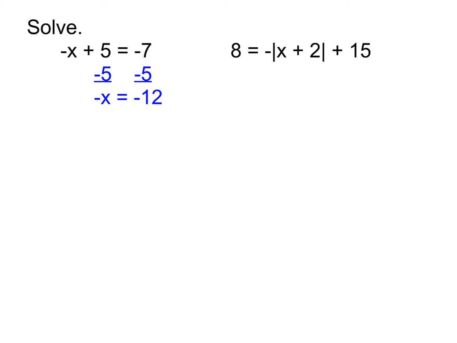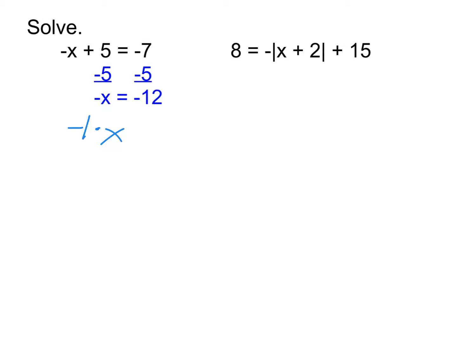In order to do that, I subtract 5 from both sides because I'm undoing the addition, and the opposite of addition is subtraction. And then that leaves me with negative x equals negative 12. Now, what do we do about that negative? Well, when you see negative x, really that is just a way of saying negative 1 times x. That's the exact same thing.